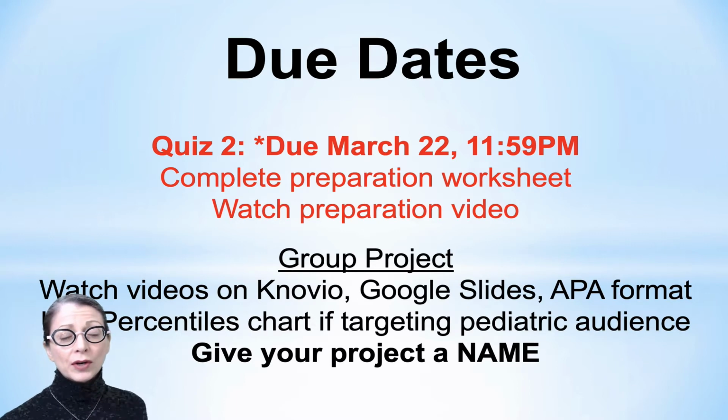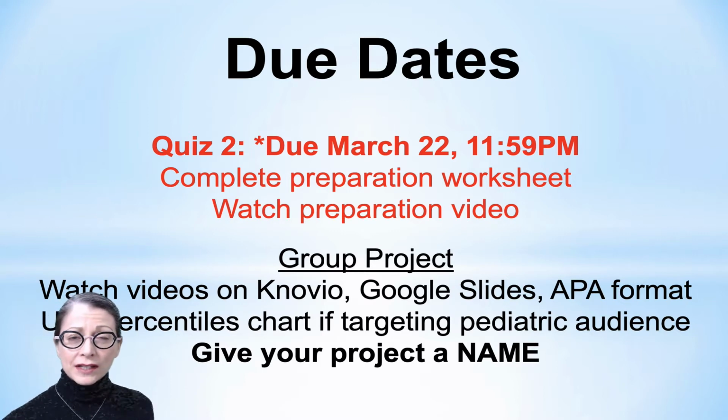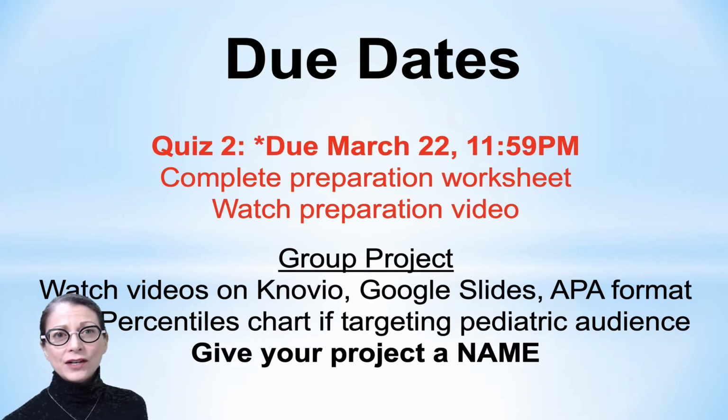Another thing to remember, if you selected a target audience where people are under the age of 20, you will not be using body mass index to diagnose obesity. You will be using the percentiles chart. Please see the announcement that I posted related to this. Lastly, for your group project, I strongly encourage you to give your project a name. It's a lot easier to develop your interventions and to give your presentation when the project itself has a name.